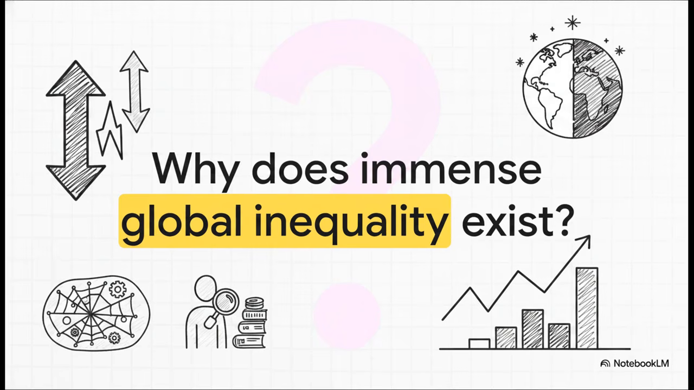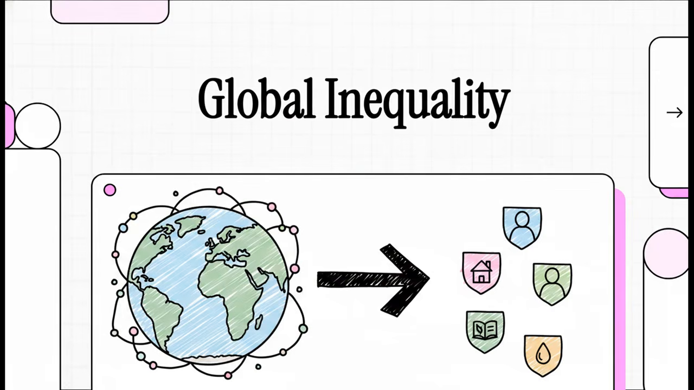Okay, so here is one of the absolute biggest, most challenging questions of our time. Why does immense global inequality exist? And how do we actually go about fixing it? I mean, it's a stark reality that shapes the lives of billions of people every single day. So, in today's explainer, our goal is to tackle this massive question by exploring two major, highly contrasting frameworks that attempt to provide answers. It's going to be a fascinating journey.